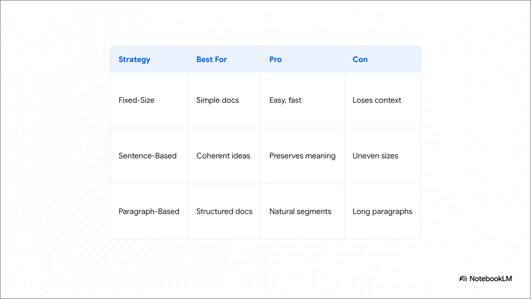So a step up from that is sentence-based. This is smarter, because it looks for periods and question marks. It respects the boundaries of a complete thought. The problem? Well, some sentences are short, some are really long, so you get these very uneven chunk sizes. And finally, you've got paragraph-based. This is great for things like essays because it keeps a whole group of related sentences together. But if you run into a monster paragraph, it might be too big for your model. See? It's always a trade-off.